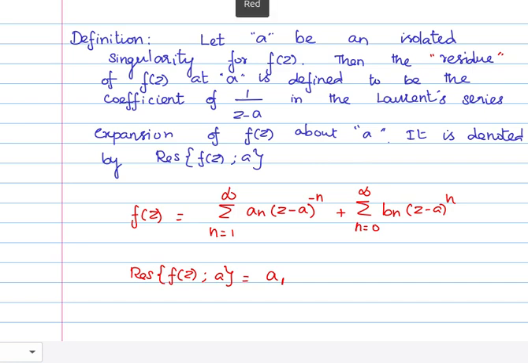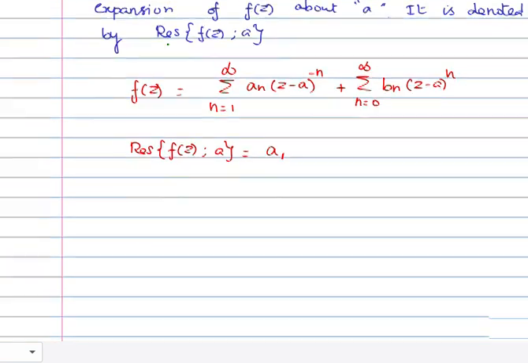Okay, so whenever a is an isolated singular point, this is the most important. A non-isolated singular point we cannot represent in terms of a Laurent series; it is very difficult. So whenever a is an isolated singular point, then we can proceed. Now first we see some examples of residues.